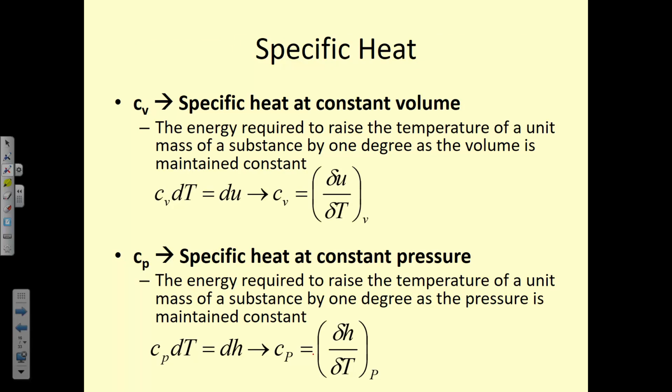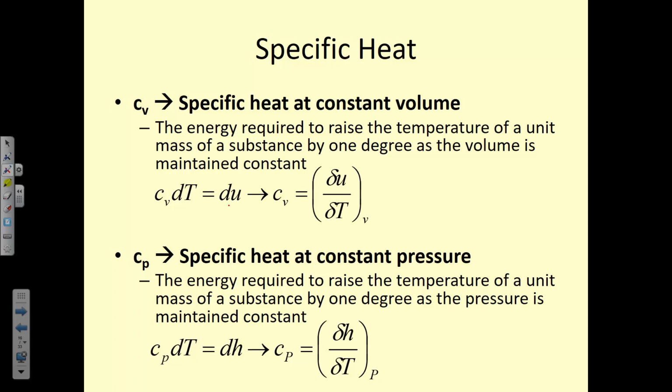Okay, so specific heat. Let's talk about that for a minute and figure out what exactly it is. Specific heat has to do with the energy required to raise the temperature of something. So the specific heat at constant volume is the energy required to raise the temperature of a unit mass of substance by 1 degree as the volume is maintained constant. And the specific heat at constant pressure is the same thing except now the pressure is maintained constant. Although the derivation of these two property values is based on a constant volume or a constant pressure process, they can be used for any type of process.